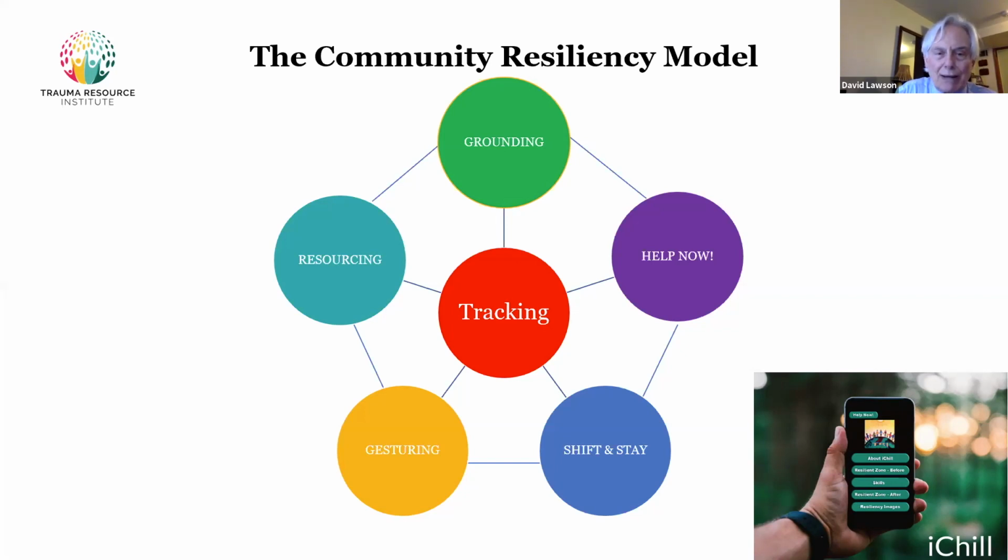We'll talk more about that, but that's central. After tracking, if you find unpleasant sensations, you can go to these other techniques like resourcing, which Lindy already mentioned, grounding, which many of you already know, help now, which we'll talk about. And then there are others that we won't have time to talk about.